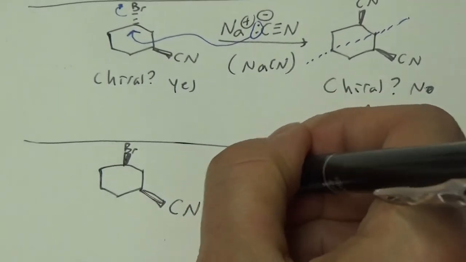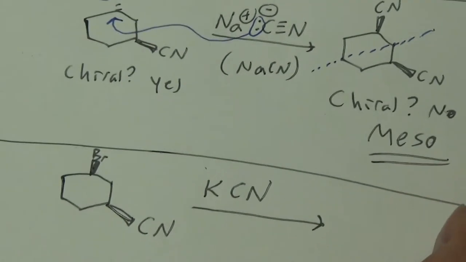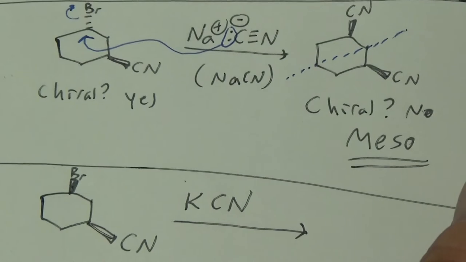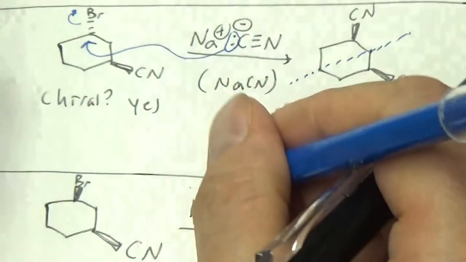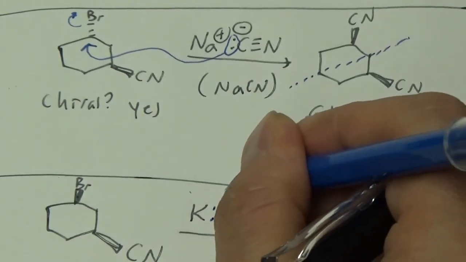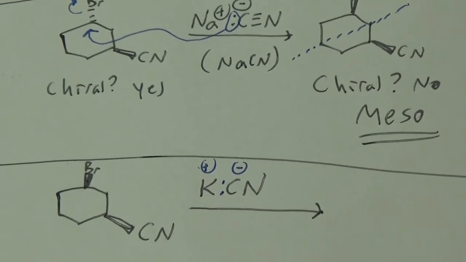This time I'll do cation. Potassium, sodium. Generally speaking, the metal doesn't affect the reactivity. And maybe I'll show the lone pair though, and you know, negative plus. Okay, what is the mechanism? What's the product?